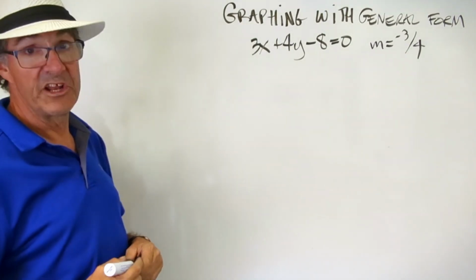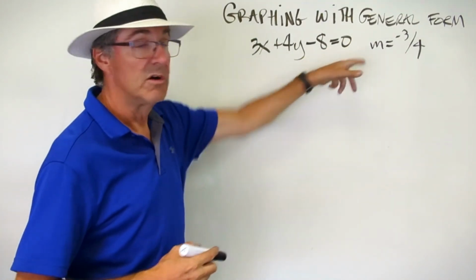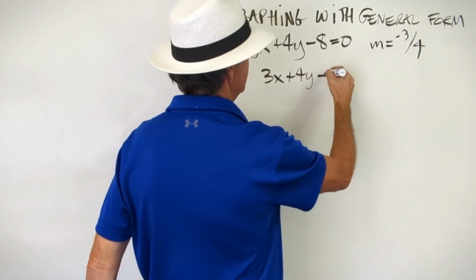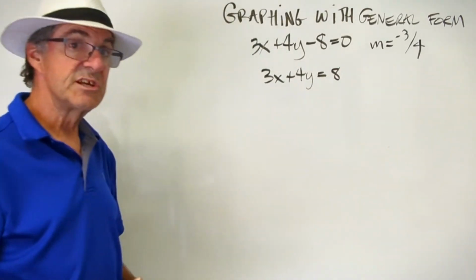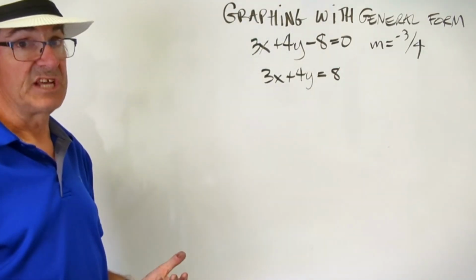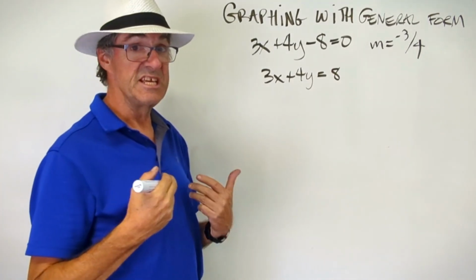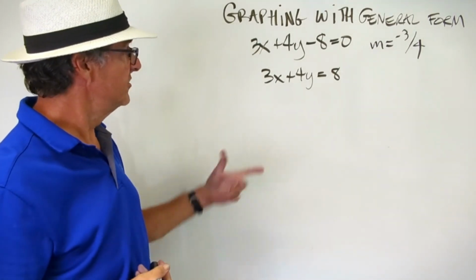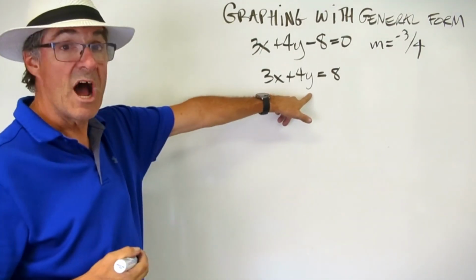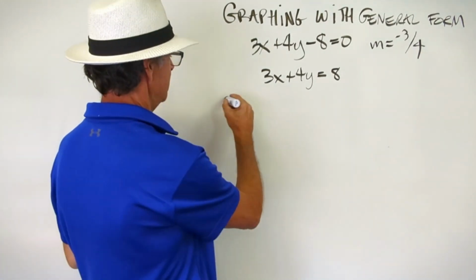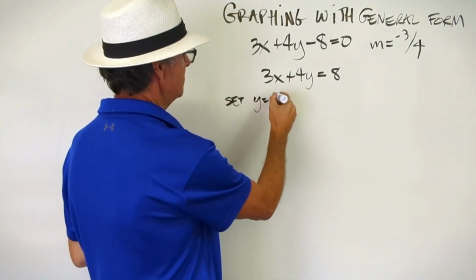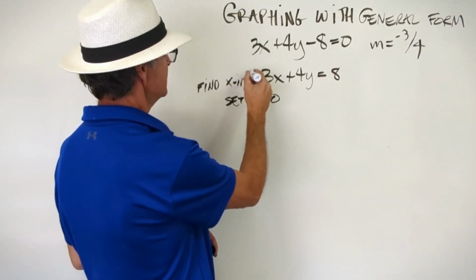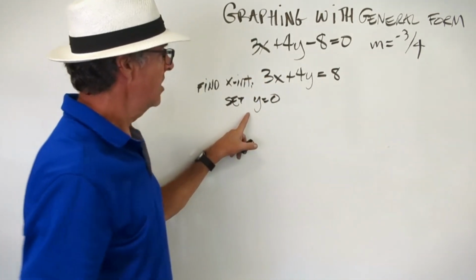So here's what we're going to do. First thing, move the constant over to the right-hand side. 3x plus 4y equals 8. Now we know some things about the intercepts. When the graph crosses the x-intercept, the x-axis, the y value is 0. So we can find the x-intercept just by setting y equal to 0. So set y equals 0. I'm going to write find x-intercept, because that's what we're doing. Set y equal to 0.